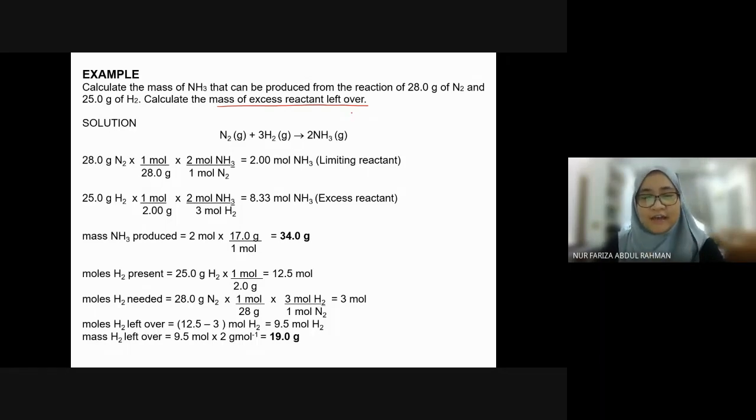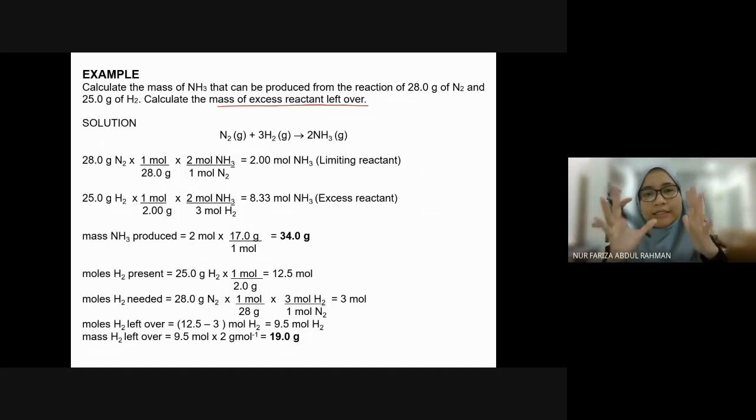We know that the leftover came from the excess reactant. That means what remains after the reaction ends, what still remains in the reaction, must come from the excess reactant, by logic. Because the limiting reactant has been totally consumed, it is finished. So in the reaction, by right, there should only be the leftover and the product. That's all. The limiting reactant is finished.